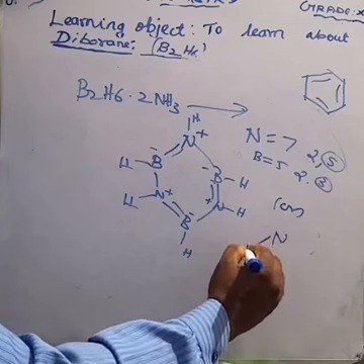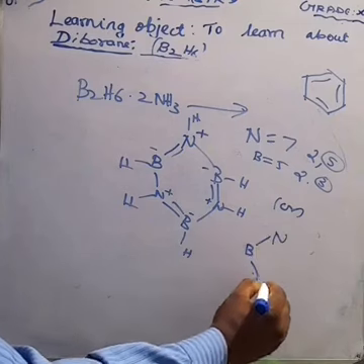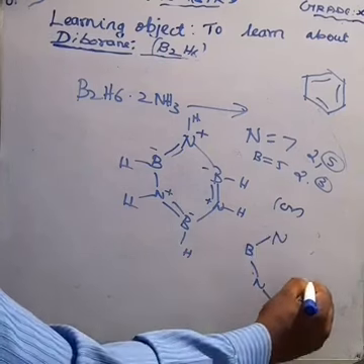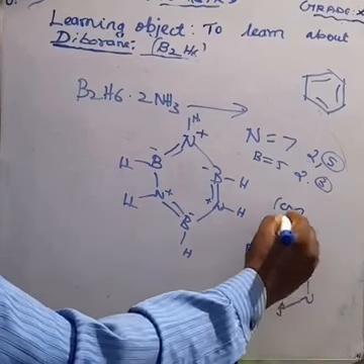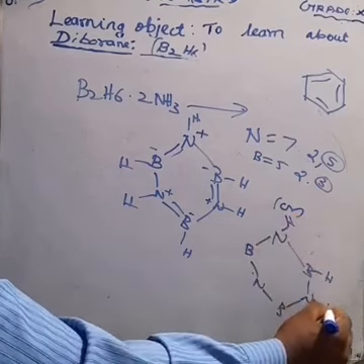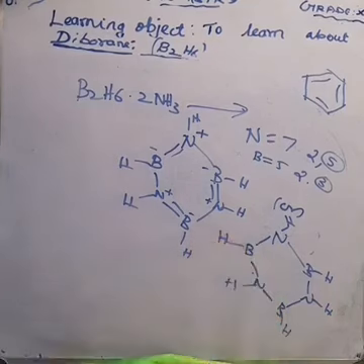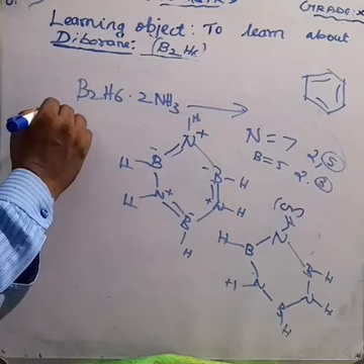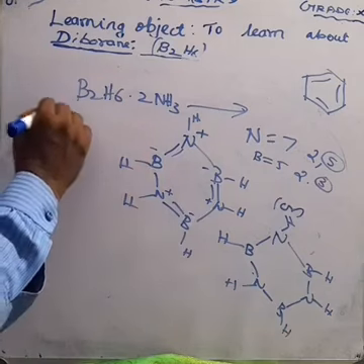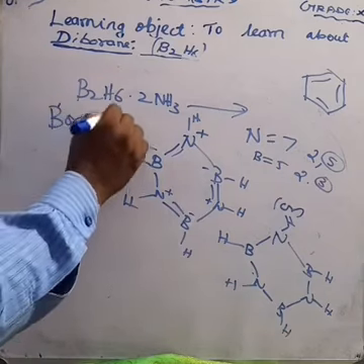Nitrogen, boron, nitrogen, boron, nitrogen, boron, each one having hydrogen. Okay, this is about what? Inorganic benzene. What's the name? Borazole, otherwise borazine. Okay, borazole or otherwise borazine.